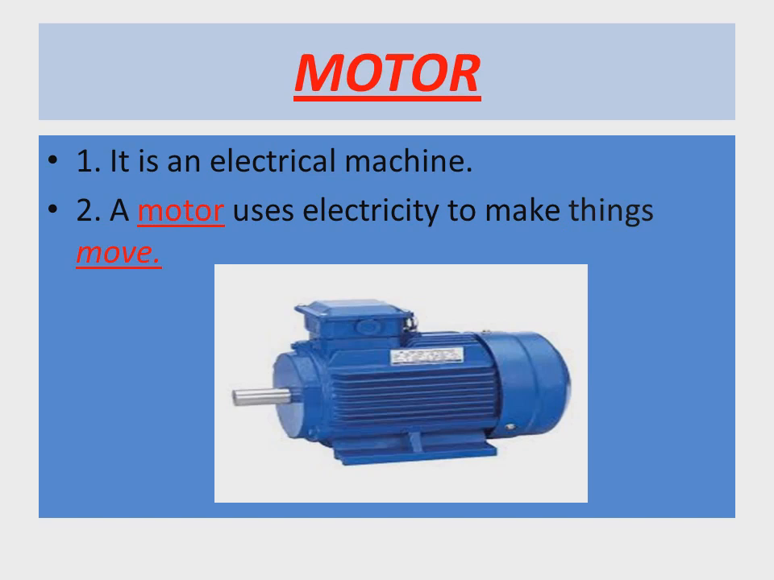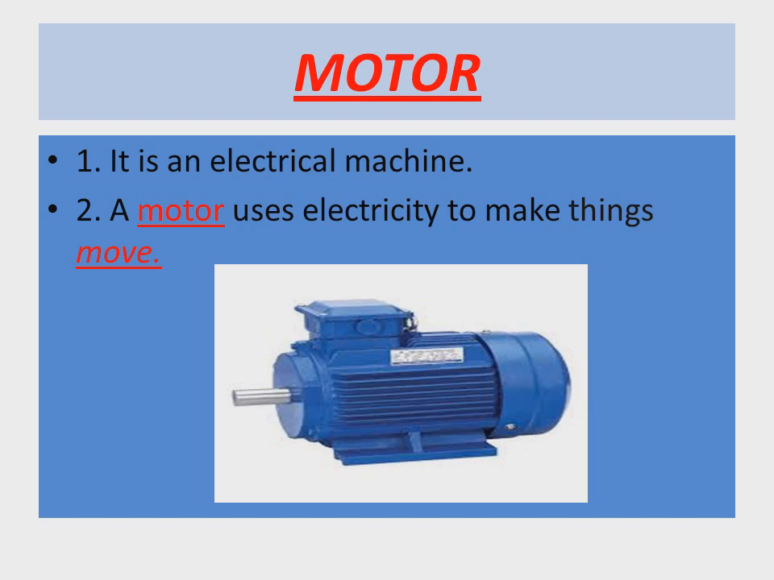Now number two is motor. What is the spelling of motor? M-O-T-O-R, motor. A motor is also an electrical machine. Electrical machine means it works with electricity. If we want it to work, we need electricity. A motor uses electricity to make things move. A motor is an electrical machine, and a motor uses electricity to make things move.